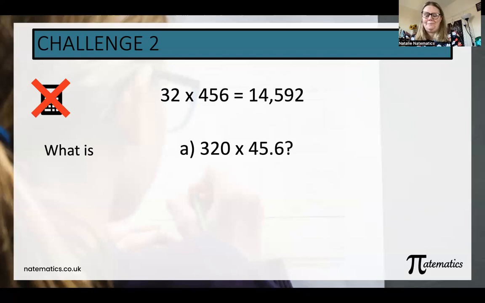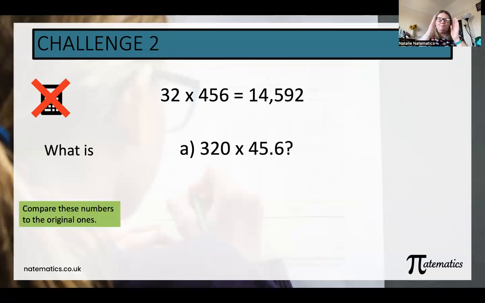Okay, so exactly the same as before. You recognise the digits are the same, the 3 and the 2 and the 4, 5, 6. They just moved, but you know, they've gone left or right on the place value grid. So as before, we've got 320 compared to 32, 10 times bigger. We've got 45.6, but it was 456. What's the difference?